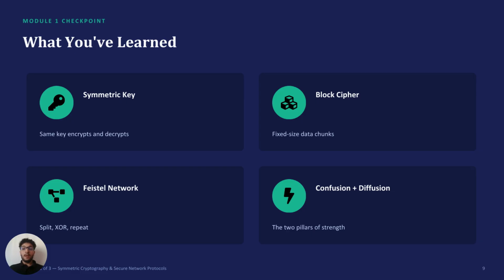So let's consolidate. In this module, you've learned four key concepts: symmetric encryption uses one shared key. Block ciphers process fixed-size data chunks. The Feistel network provides an elegant round structure that enables reversible encryption. And Shannon's principles of confusion and diffusion explain why well-designed ciphers are hard to break.